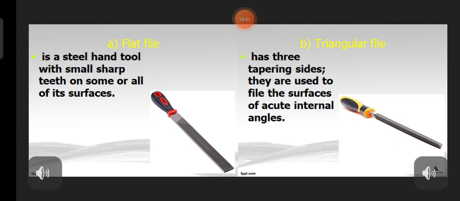A triangular file is a metal file which has three tapering sides. They are used to file the surfaces of acute internal angles. Small triangular files are also used to sharpen hand saws. A knife file is a type of triangle file that looks a lot like a flat file.